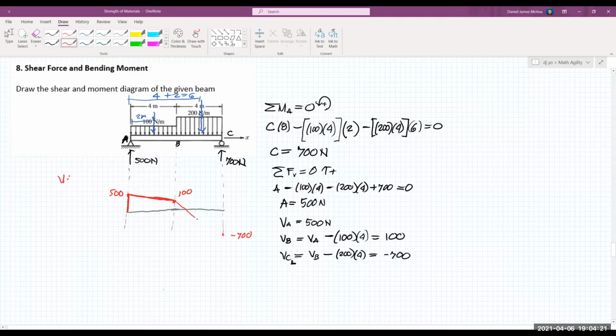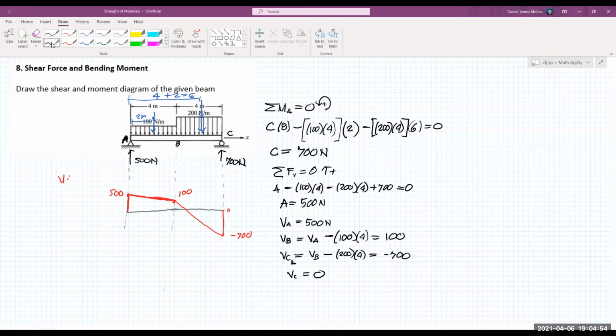Similarly, the shape will be a straight line. And then of course, the shear at C is equal to 0 already, since from negative 700, we go upwards by 700 due to the 700 Newton reaction there. So we have 0 here. From there, we have closed the shear diagram. So therefore, our computation for moment is correct. And we have already drawn the shear diagram.